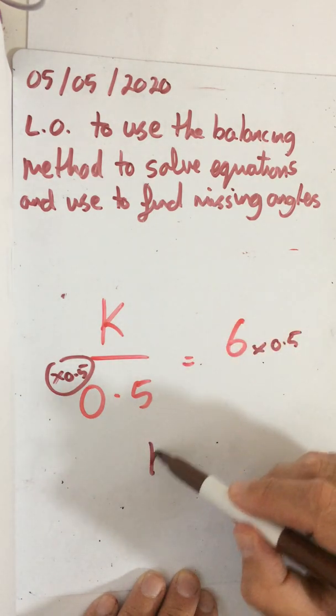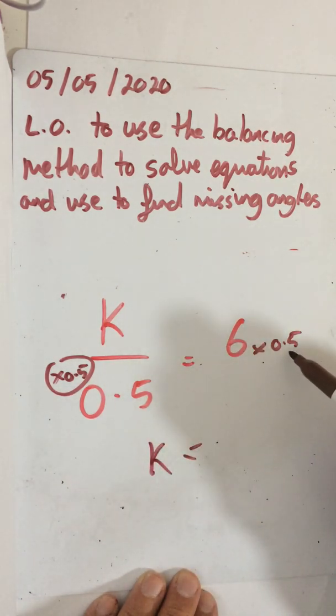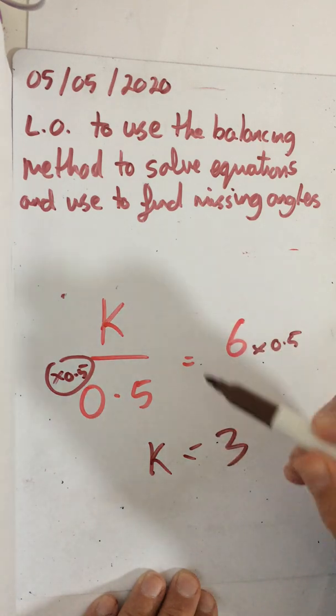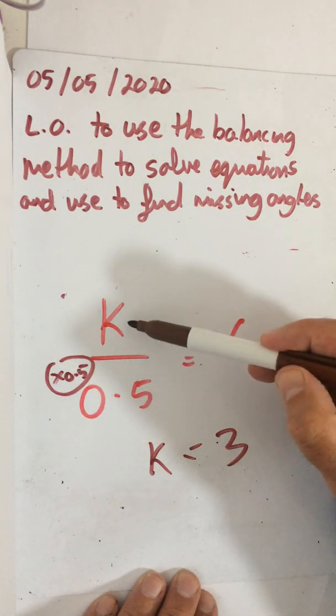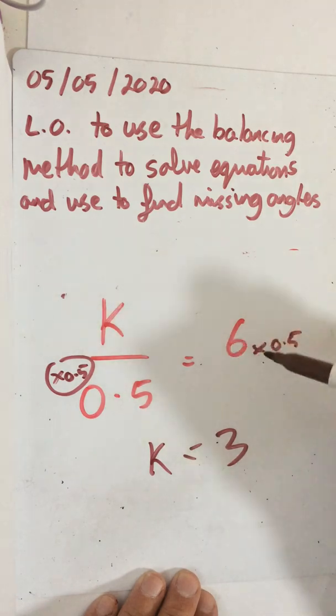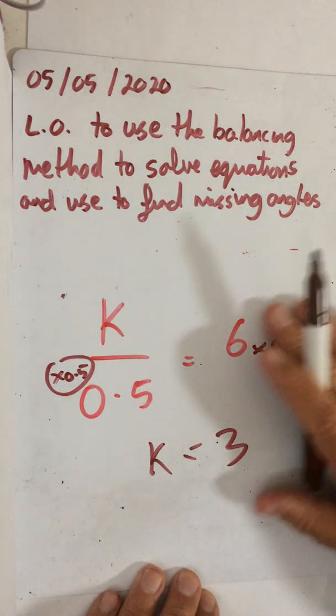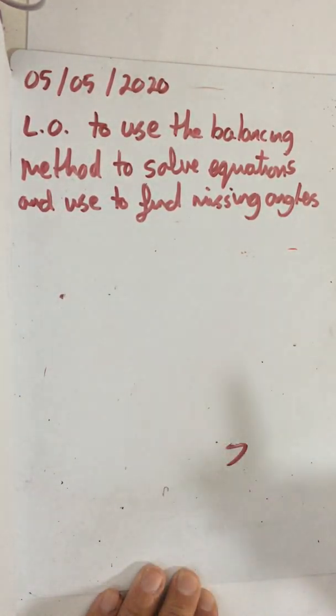That leaves me with k here. And 6 times 0.5, that's half of 6, is 3. Does that work? How many times does 0.5 go into 3? 6. Yes, that is correct. Okay. Let's just do one more before we carry on.